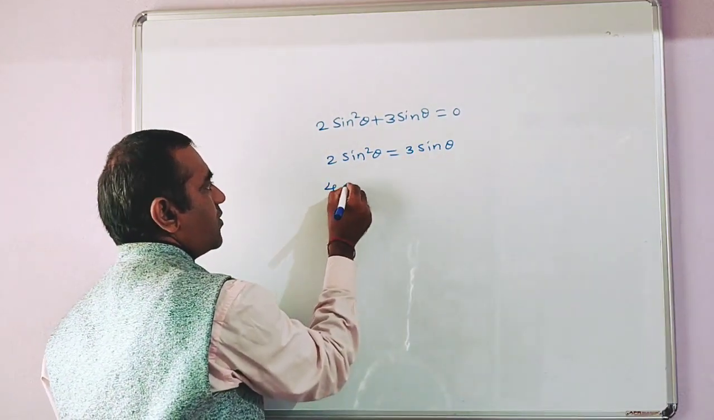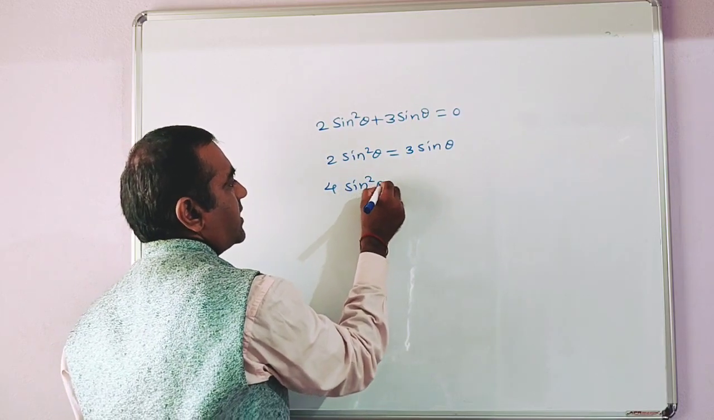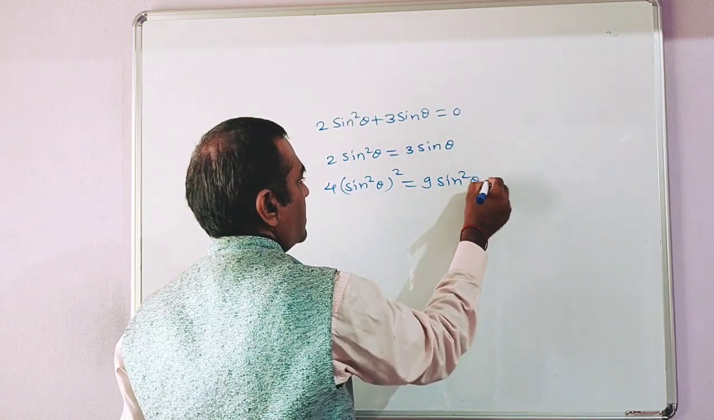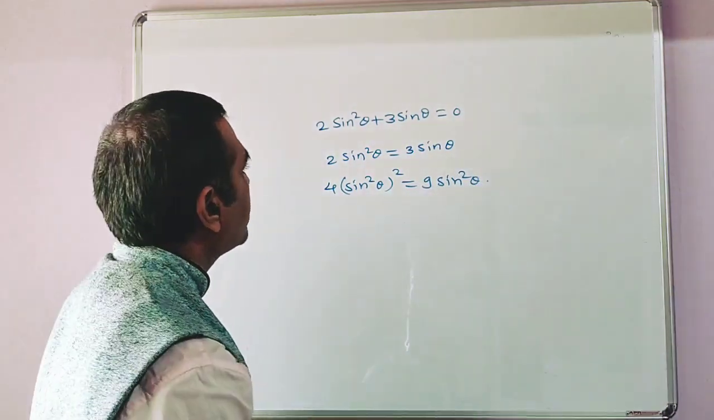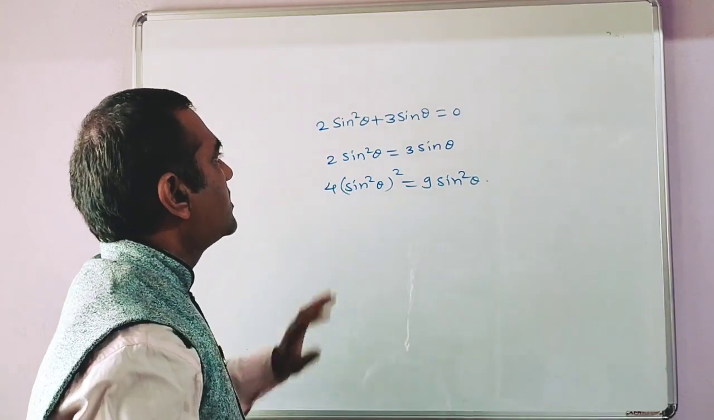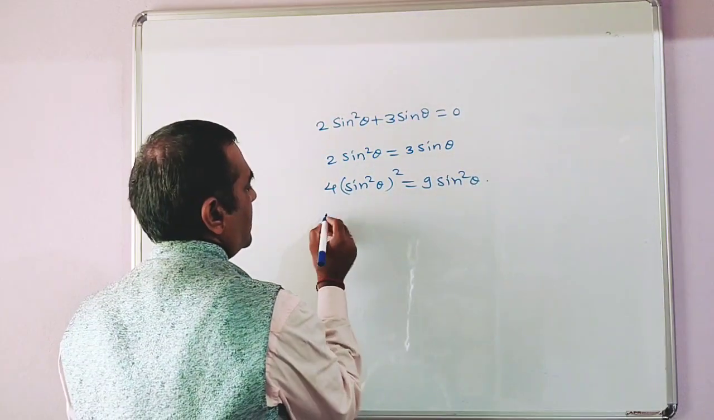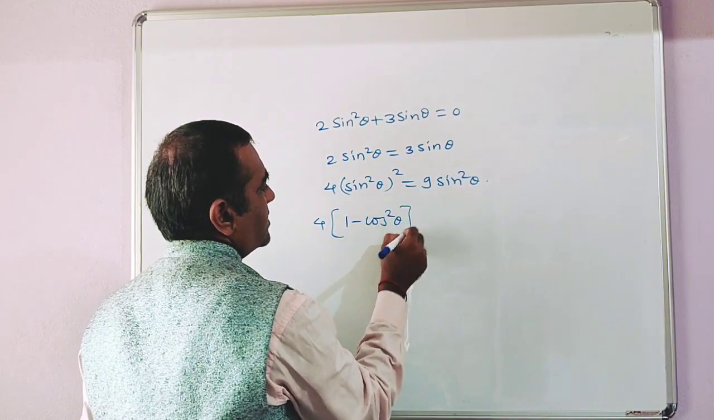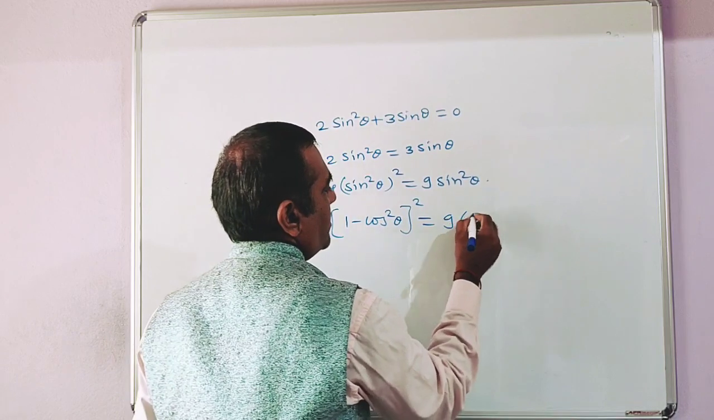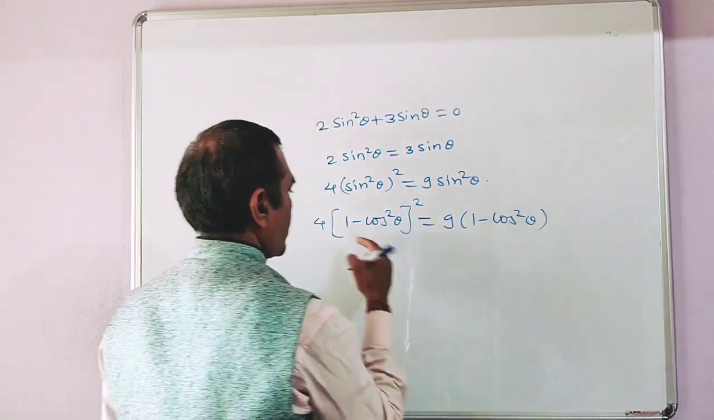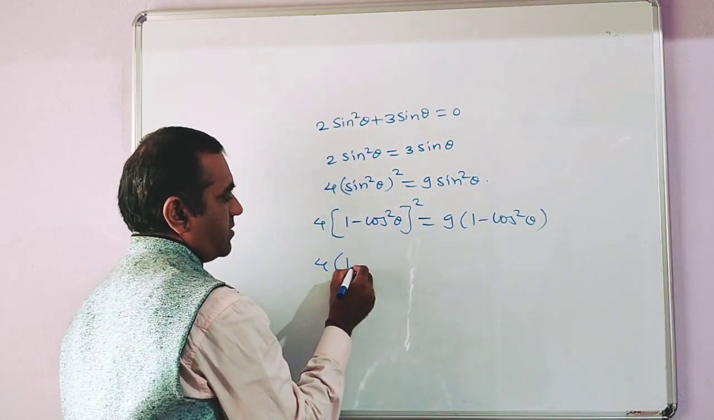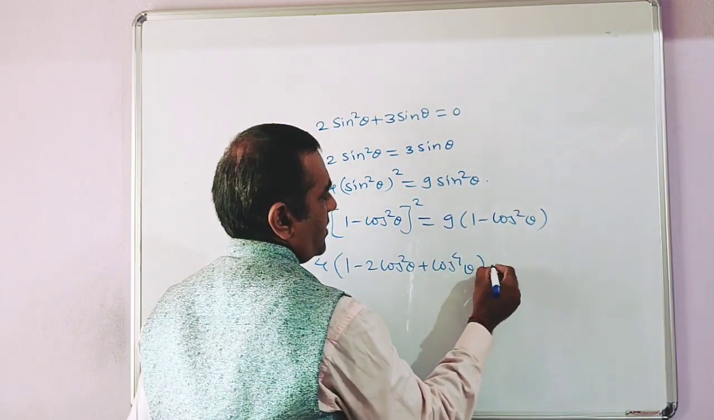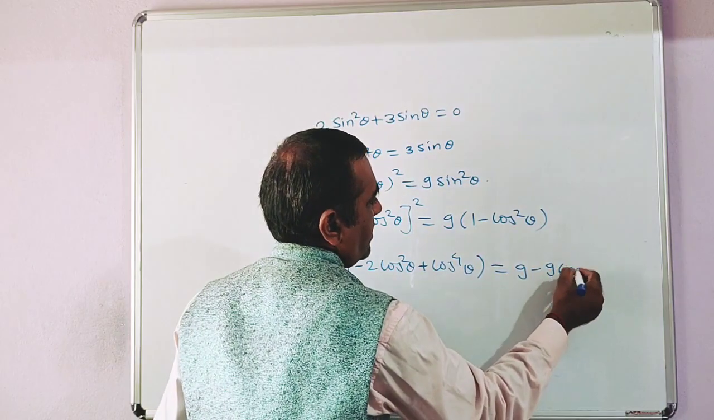Squaring on both sides, 4 sin square theta raised to 2 is equal to 9 sin square theta. But we want cos theta here, so we can convert this sin square in the form of cos square. 4 in bracket 1 minus cos square theta, squared, is equal to 9 in bracket 1 minus cos square theta. So this will be 4 in bracket 1 minus 2 cos square theta plus cos raised to 4 theta, is equal to 9 minus 9 cos square theta.